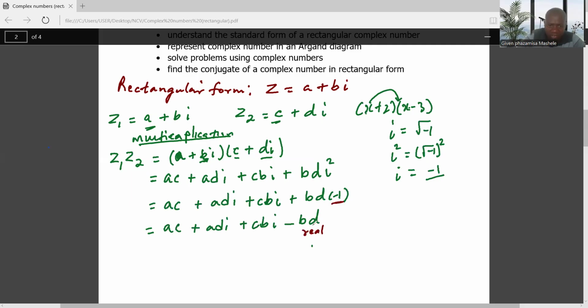So we need to group the real parts together. So it means the final answer now would be, we are now combining AC with BD, and this one also will have to take common factor. So this will be the AD plus the CB equals to I. So which means now this is the real value and this is the imaginary value.